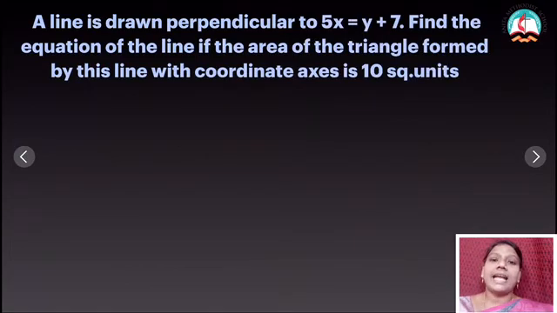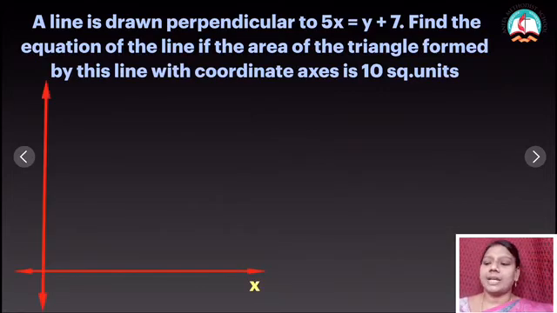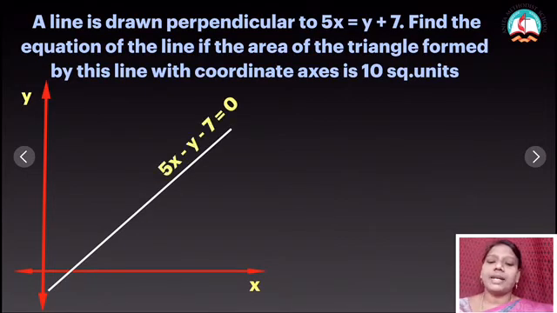Now, the next one is a line drawn perpendicular to this. So it is drawn perpendicularly. Find the equation of the line if the area of the triangle formed by this line with coordinate axis is 10 square units. So now we are going to draw a diagram. Again I am taking x and y axis. So now it is given that there is a line which is drawn perpendicular to this. So we are just taking a line. We don't know how the line comes. So we are taking 5x minus y minus 7 equal to 0. That is, if we accurately find out the value by substituting x and y, you can get the straight line equation. But we need a line which is perpendicular to this.